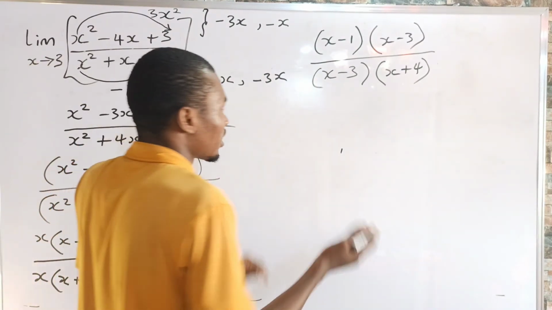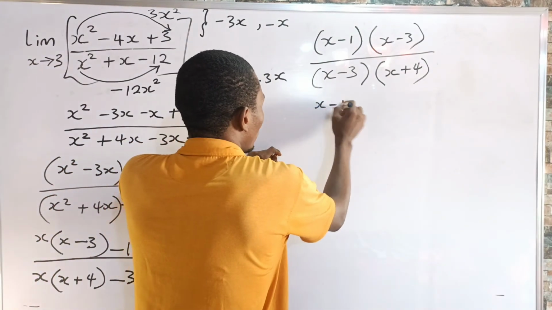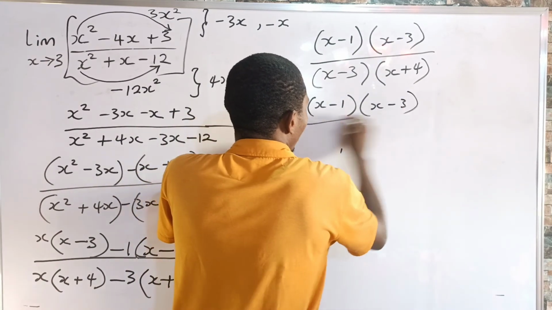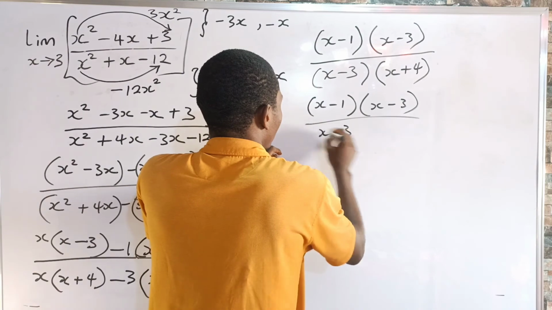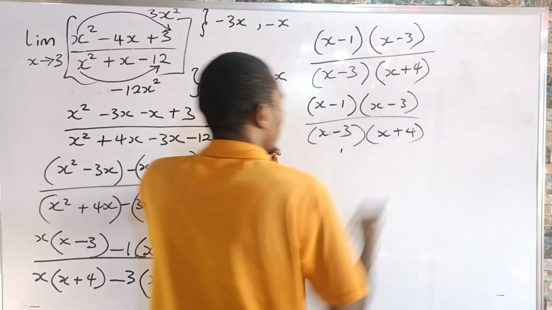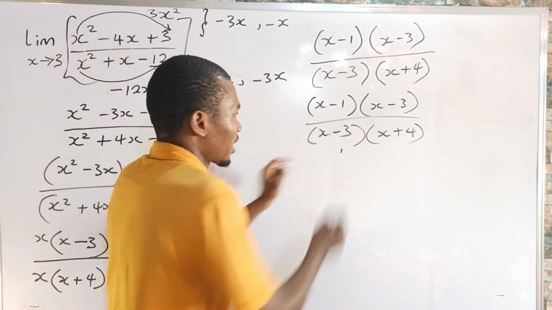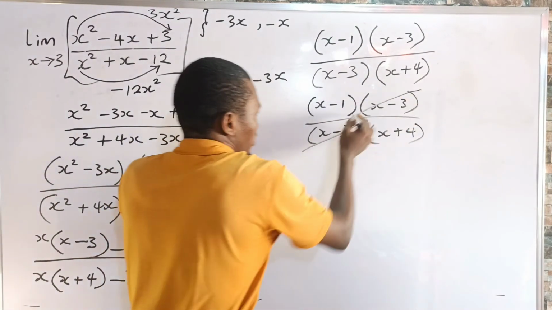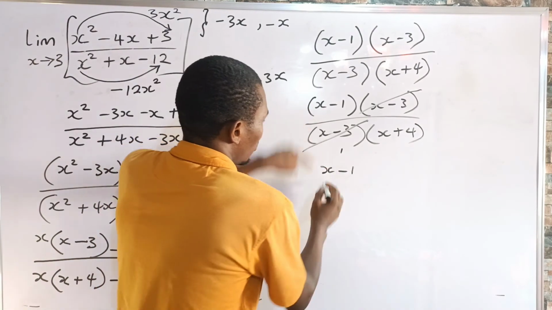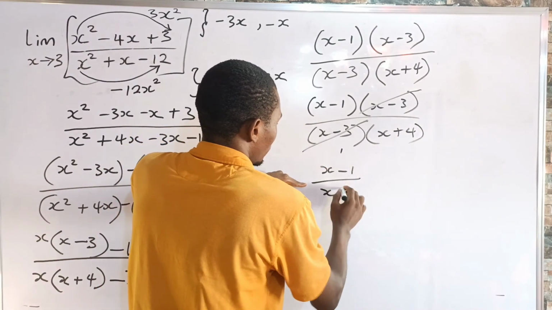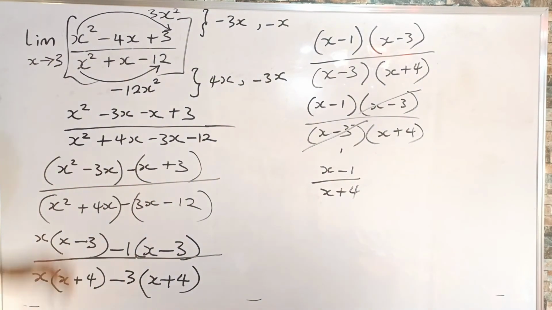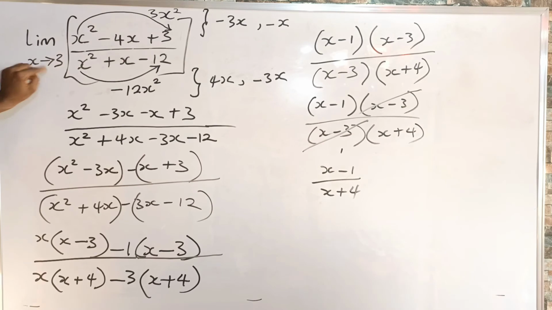Then you can see that we have x minus 1 in bracket x minus 3, all over x minus 3 in bracket x plus 4. Then x minus 3 can cancel out the x minus 3 here, and we are left with x minus 1 all over x plus 4. Then you remember that you are talking about the limit as x tends to 3.